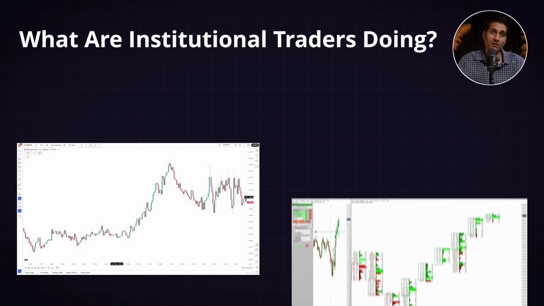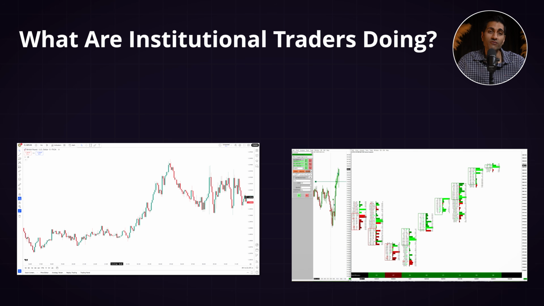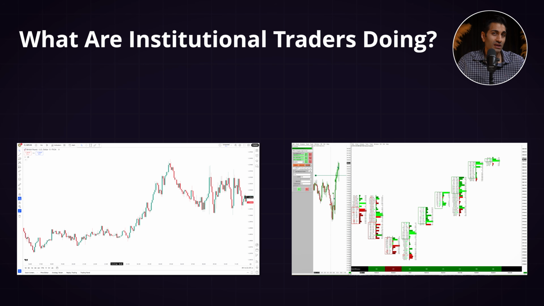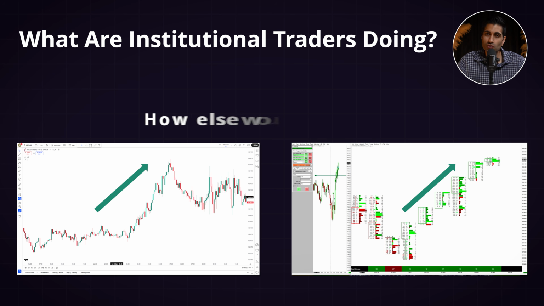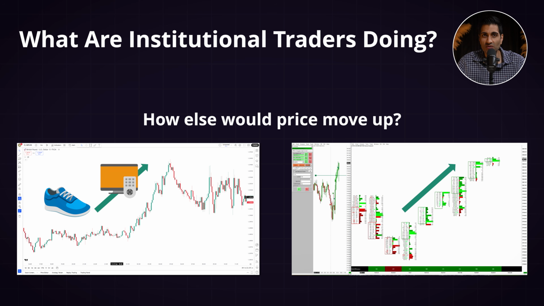Now, there are various ways to do this. One of the most popular methods is by using a footprint chart. That is what you see here on the right hand side. Do you see? You can see the demand that is actually causing the candle to move up. How else do you think price moves up? Do you agree? With any product, could be shoes, could be TVs, or could even be a currency like the pound that we have here, it is people buying them, demanding them, that causes the price to go up.